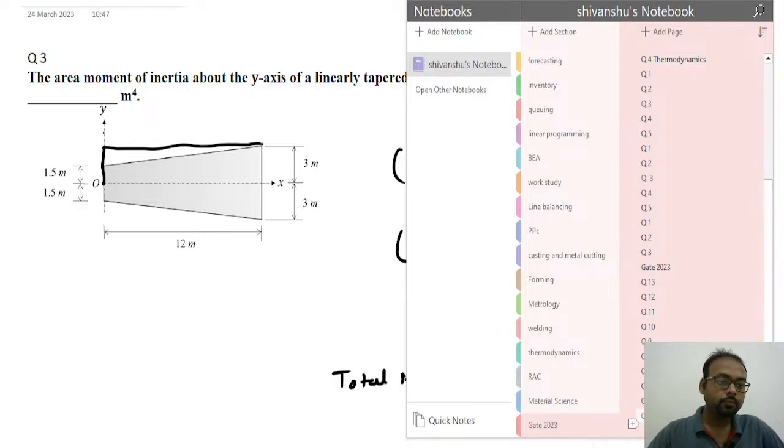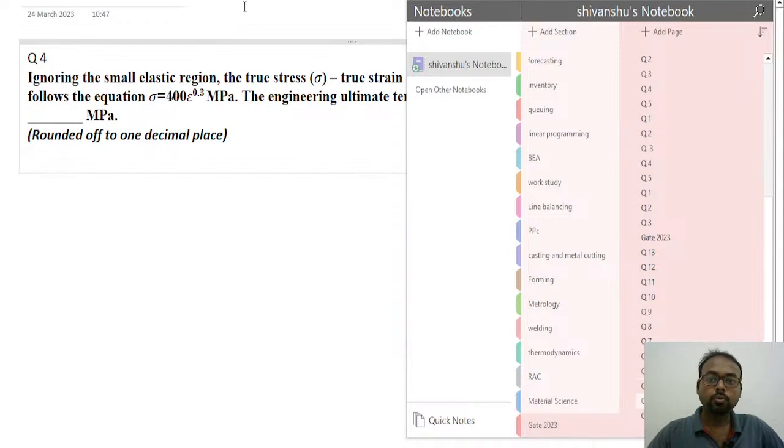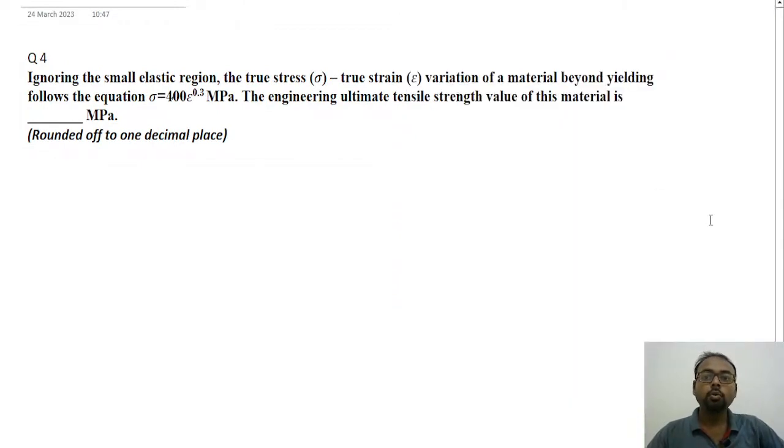Next is question number 4 that we have to solve. Question number 4: ignoring the small elastic region, the true stress sigma and true strain epsilon variation of a material beyond yielding follows the equation sigma is equal to 400 epsilon to power 0.3 megapascal. The engineering ultimate tensile strength value of this material is... So we have to find out the ultimate tensile strength value for this material in megapascal.